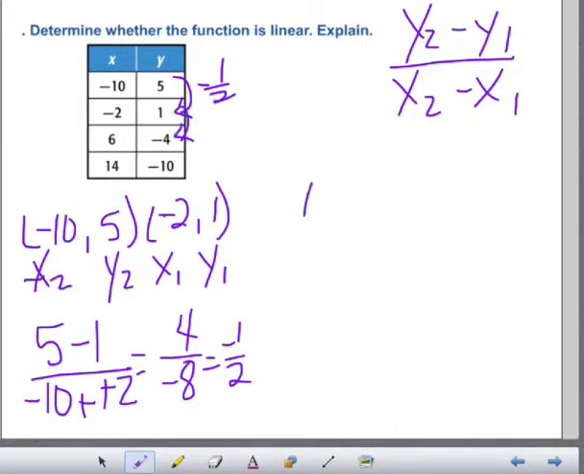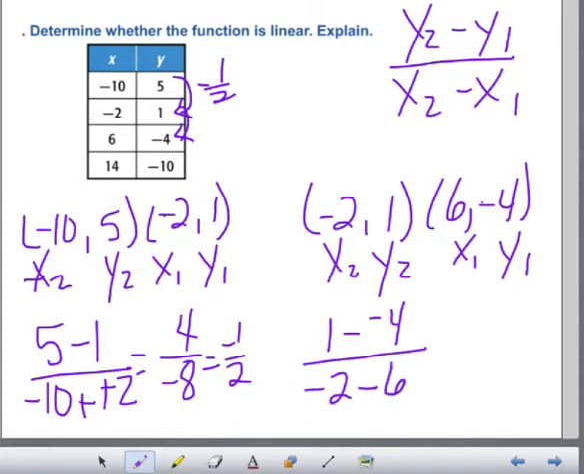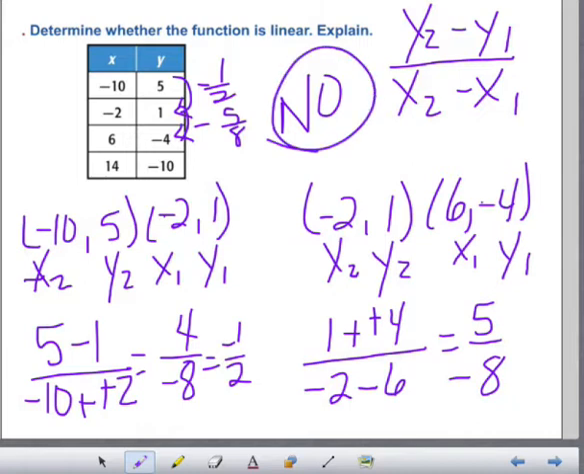Got to check the next one. Negative 2, 1, 6, negative 4, x2, y2, x1, y1. Plugging them in, I've got 1 minus a negative 4 over negative 2 minus 6. Well, that becomes plus a 4. So that's 5 over negative 8. And is 5 over negative 8 the same thing as negative 1/2? No, so I can tell you right away, I don't have to do anything else. That is not linear because it does not have a constant rate of change.